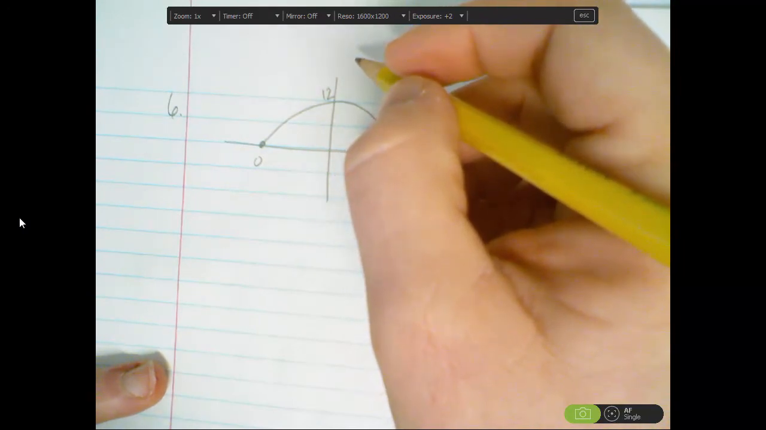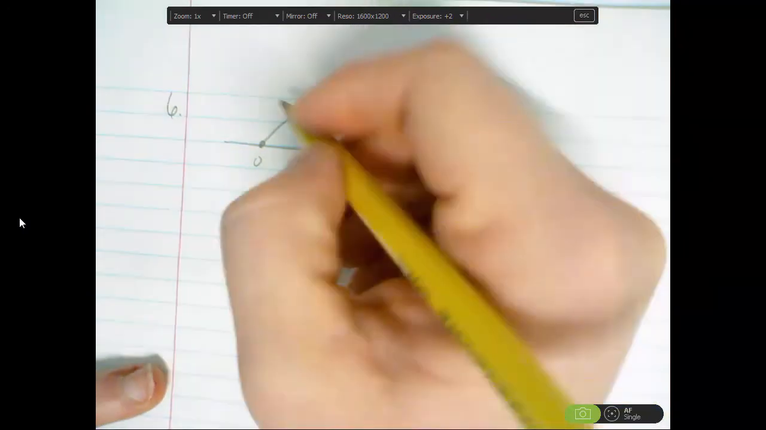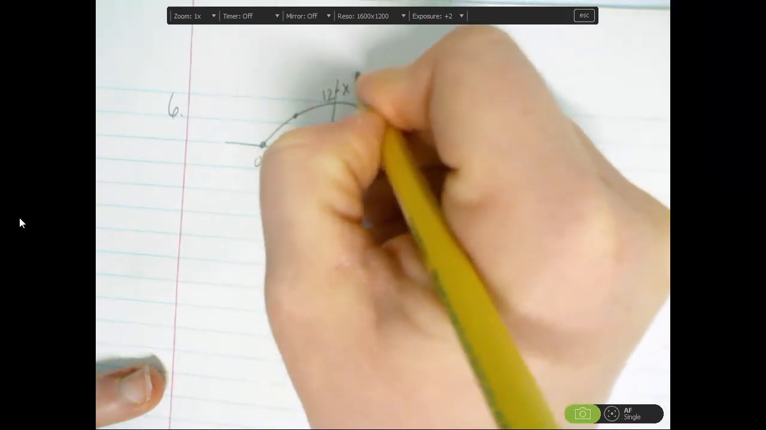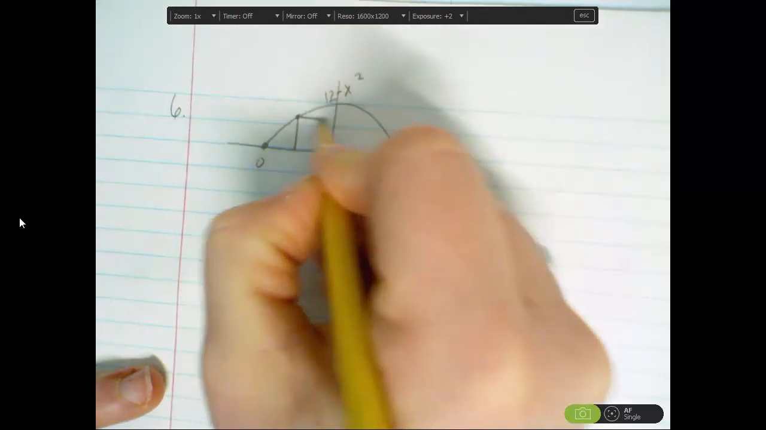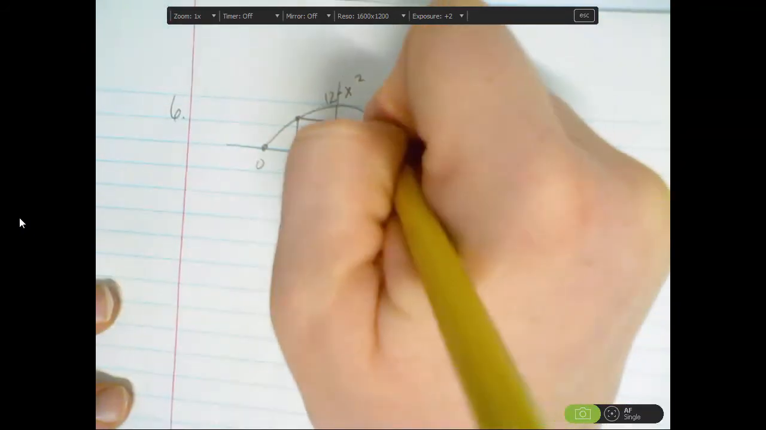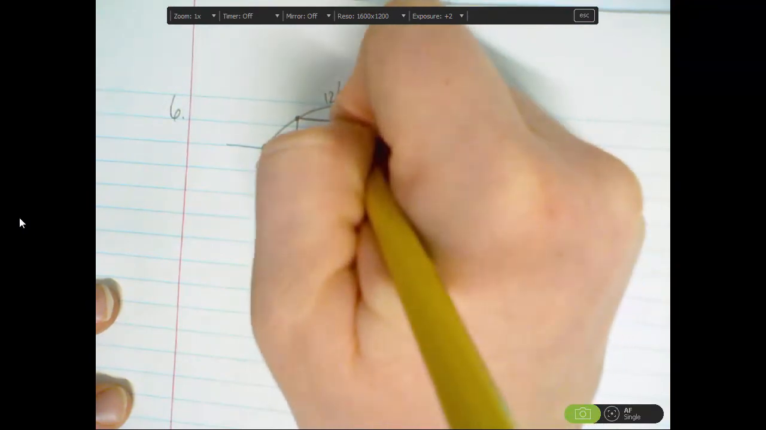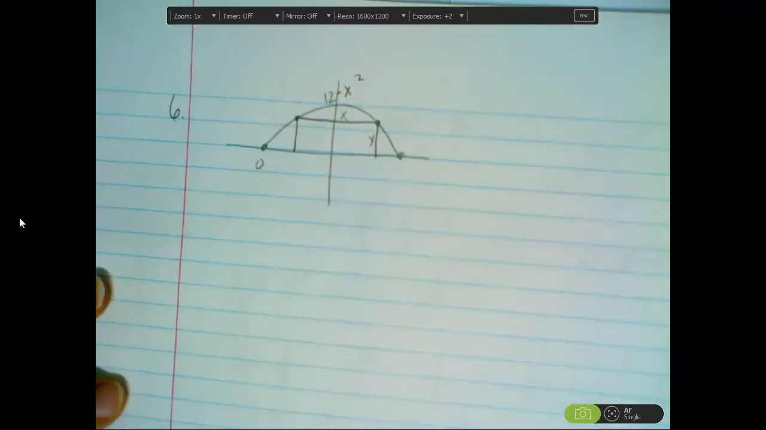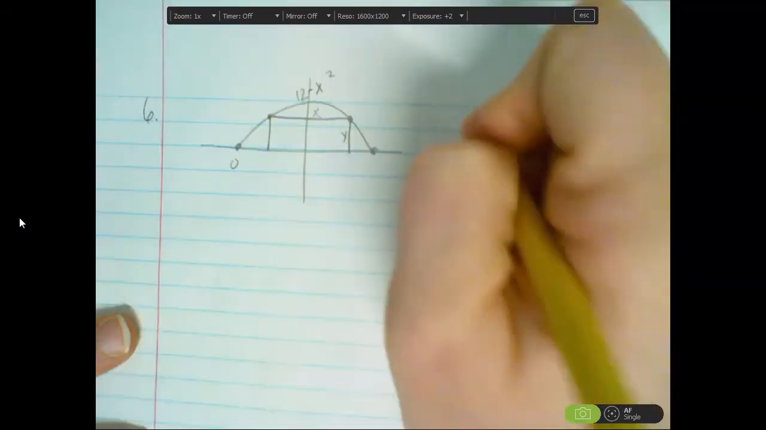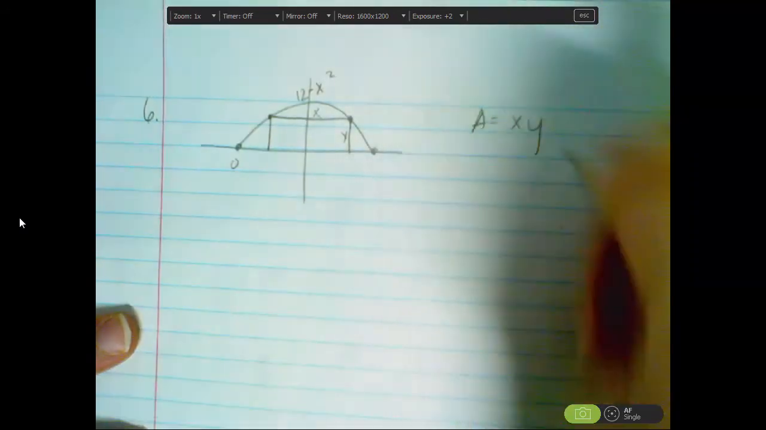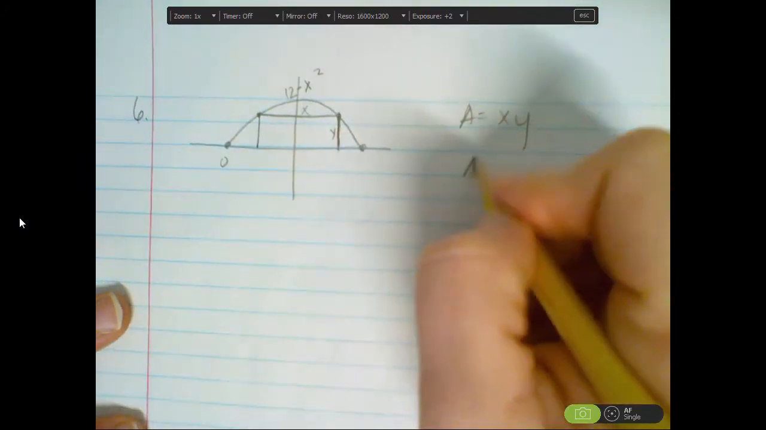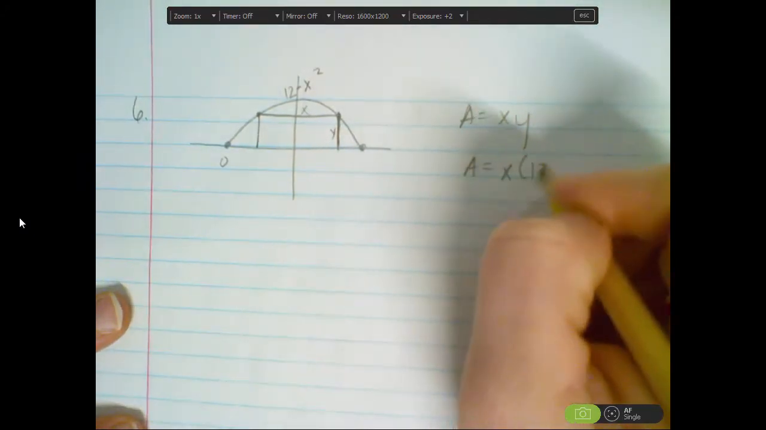It's based on the x-axis and its upper two. This is 12 minus x squared. Okay. So we need x by y. We want to maximize the area. Area equals xy. But again, y is 12 minus x squared.